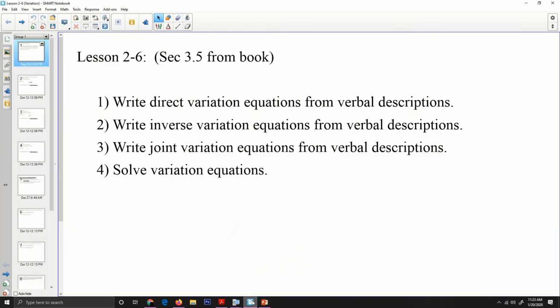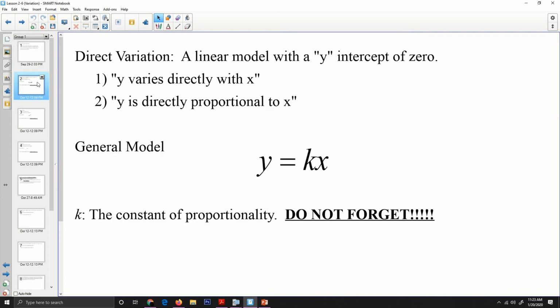Today we're going to write direct variation equations from verbal descriptions, write inverse variation equations from verbal descriptions, write joint variation equations from verbal descriptions, and solve equations. So what are these three things? Well, they're fairly easily defined.